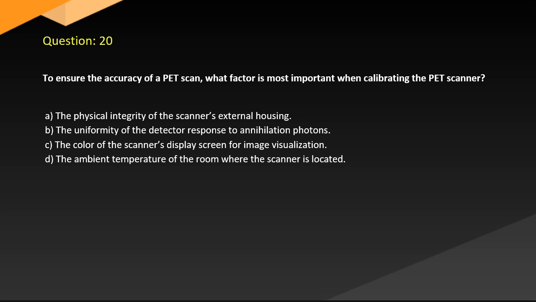Question 20. To ensure the accuracy of a PET scan, what factor is most important when calibrating the PET scanner? A. The physical integrity of the scanner's external housing. B. The uniformity of the detector response to annihilation photons. C. The color of the scanner's display screen for image visualization. D. The ambient temperature of the room where the scanner is located.